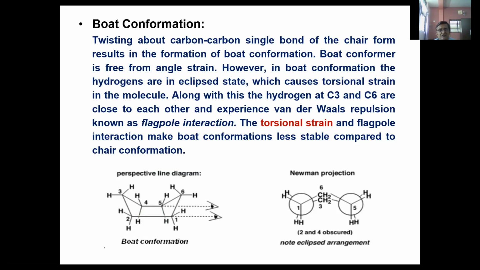When you go to the boat conformation, you will find that there is a torsional strain, because here every hydrogen is almost near to each other. You can see this in the Newman projection, with the sixth carbon atom here and the third carbon atom here.